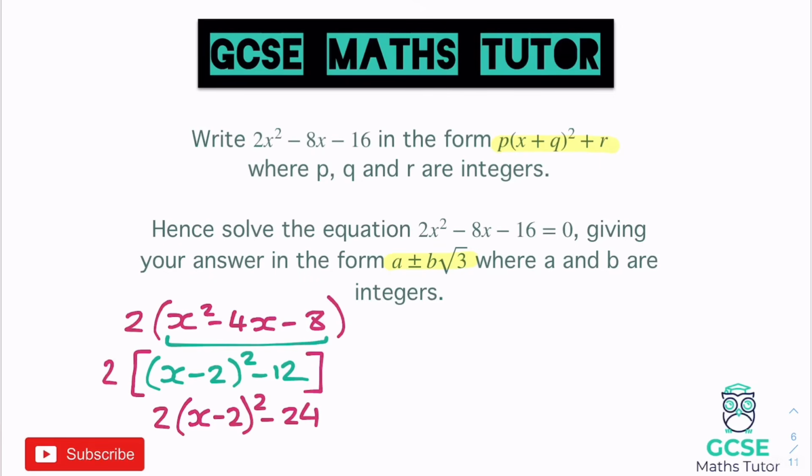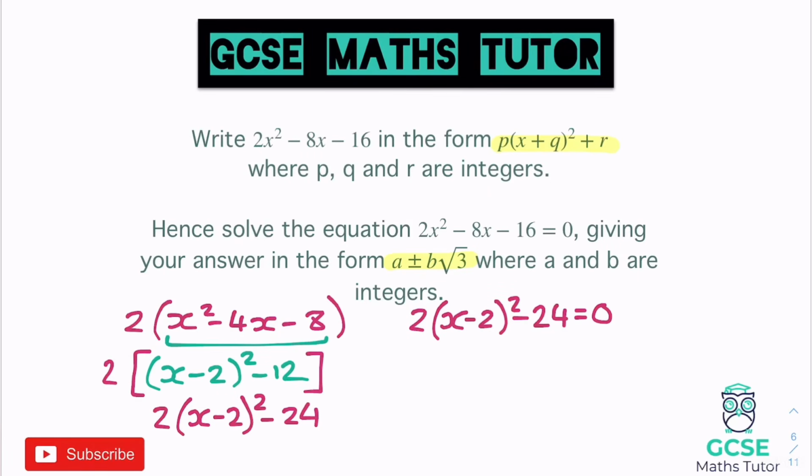Now for the second part of this question, it says hence solve the equation. So we're going to do exactly the same thing. We're going to set it equal to 0. So if I set this equal to 0, and I'll do it separately up here, we have 2 lots of x minus 2 squared minus 24 equals 0.